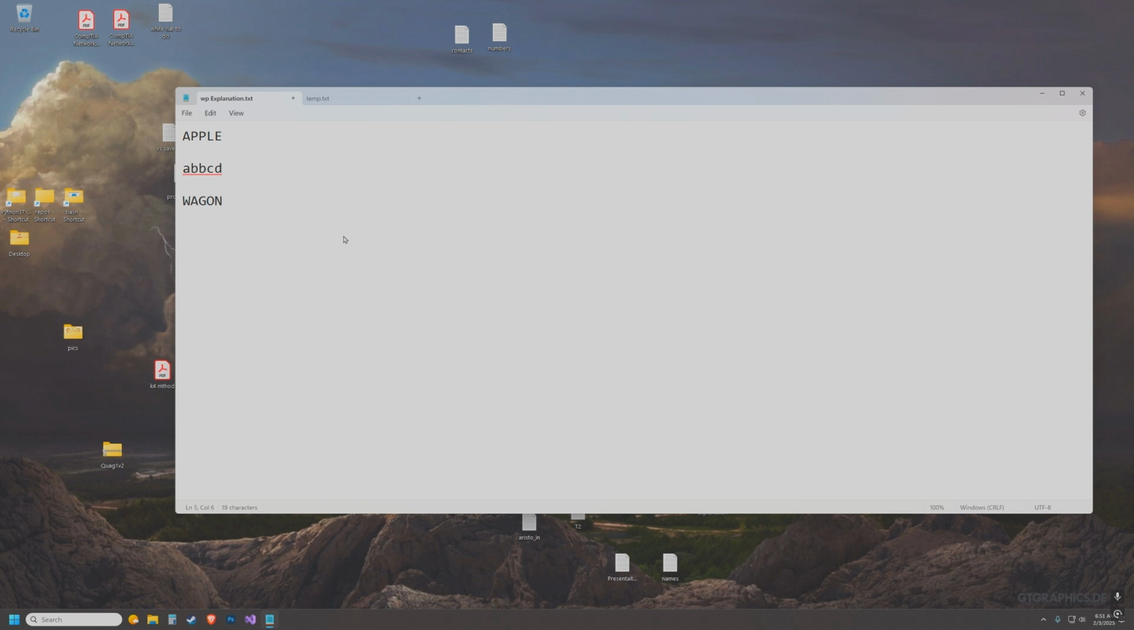W-A-G-O-N, wagon, right? There is no repeating letters in this. So the word pattern would just be A, B, C, D, E, right? W is a new letter, so it's A. G is a new letter, so it's B. O is a new letter, so it's C. N is a new letter, so it's D. Let's come up with something else.